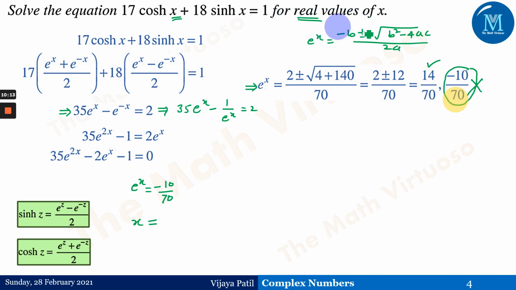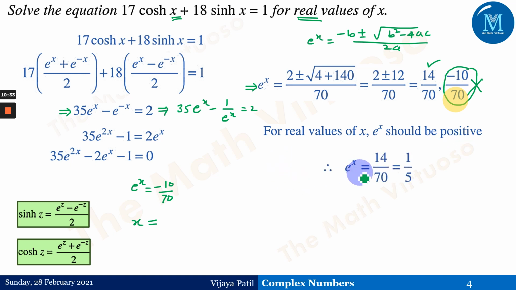If this statement would not have been there, then we could have gone for both the values of e to the power x, but now they have asked us for only the real values, and that's the reason we are discarding the negative value of e to the power x. Therefore, for the real values of x, e to the power x should be positive, and therefore we'll be accepting the value e to the power x is equals to 14 upon 70, which is 1 by 5, and therefore x is equals to log of 1 by 5, which is the same as minus log of 5. This is the answer for this particular equation for the values of x.